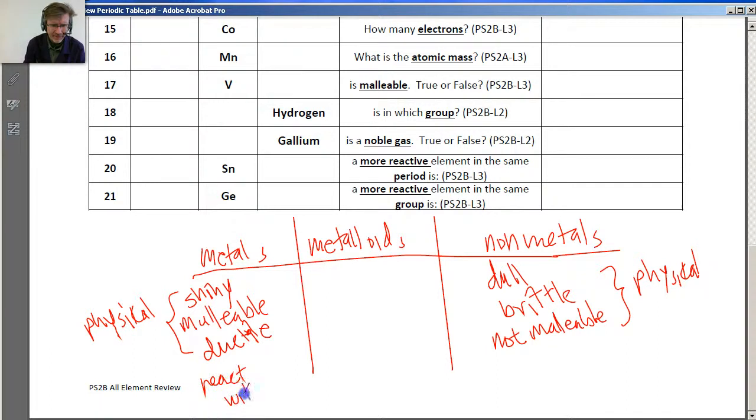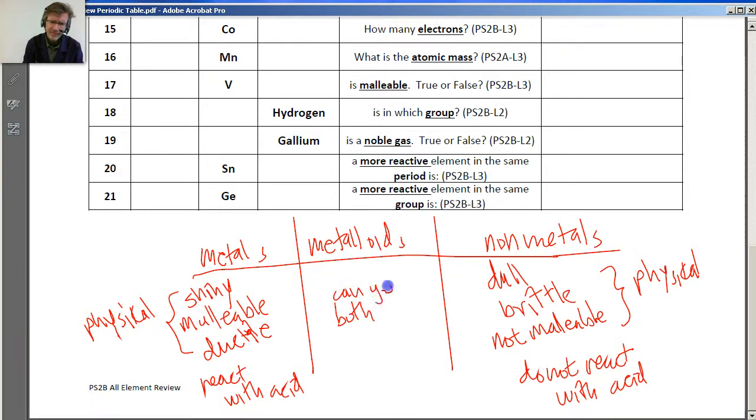So let's write this down. Metals react with acid. And nonmetals do not react with acid. Okay? And then the metalloids, they go both ways. There's some metalloids that are shiny, some that are dull, some are brittle, but some are also ductile. You can pull them into wires and things. So the safest thing to say about metalloids is if you're not sure, they can go both ways.